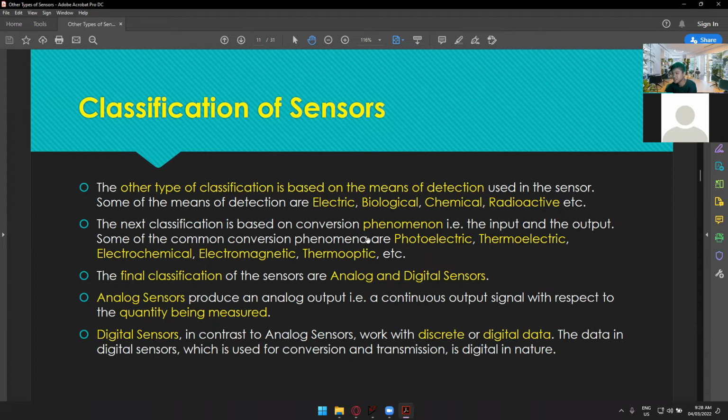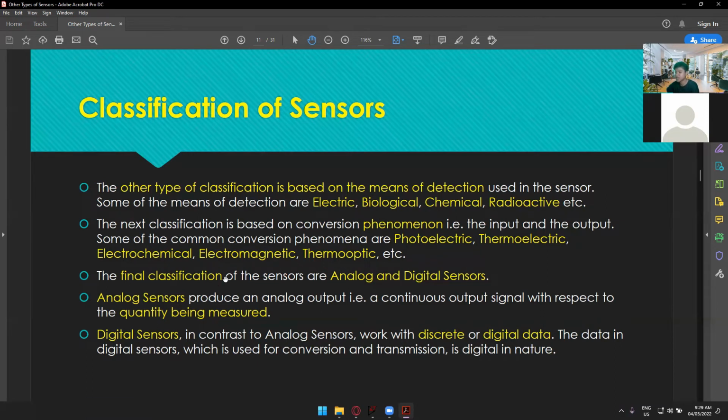You also have the phenomenon type, which could be via wind, via temperature, or some phenomenon that is commonly or normally happening in our surroundings. Some of the common conversion phenomena are photoelectric, thermoelectric, electrochemical, electromagnetic, and thermooptic. Those are the sensors that can be used through these common phenomena.